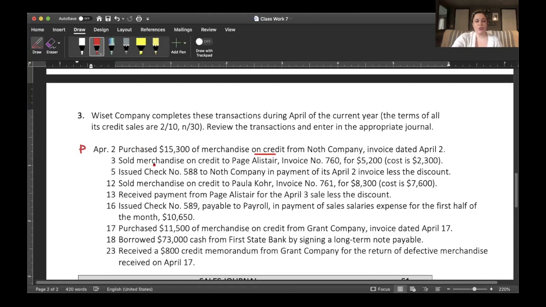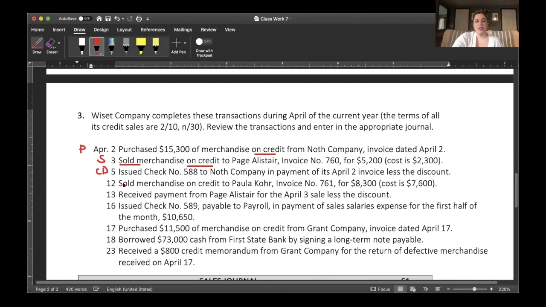April 3rd, sold merchandise on credit. Does it involve cash? No, we sold merchandise, therefore it would be in the sales journal. April 5th, we issued a check, which means we paid someone. So if we paid someone, it would be cash if we are issuing a check. Therefore, it'd be cash disbursements.